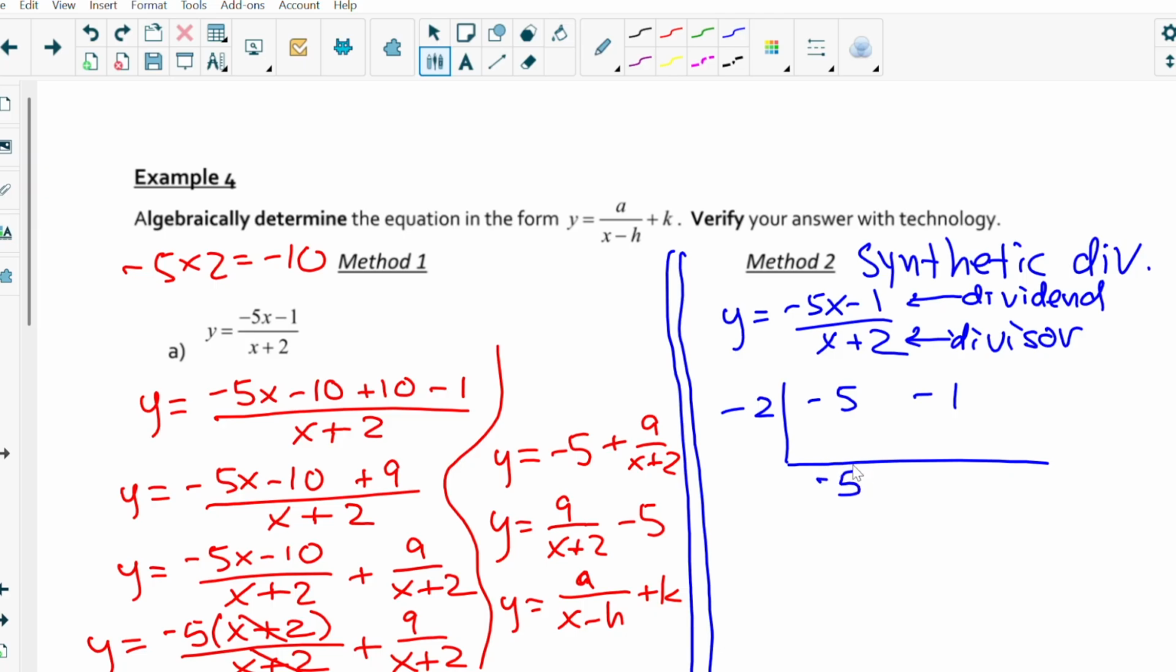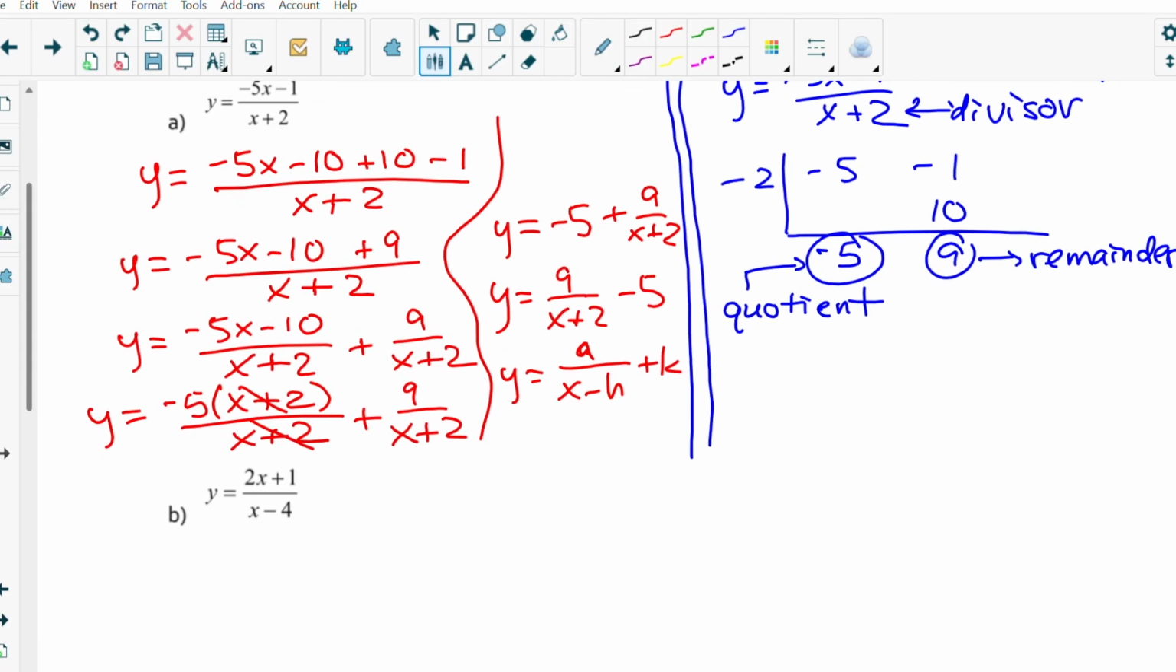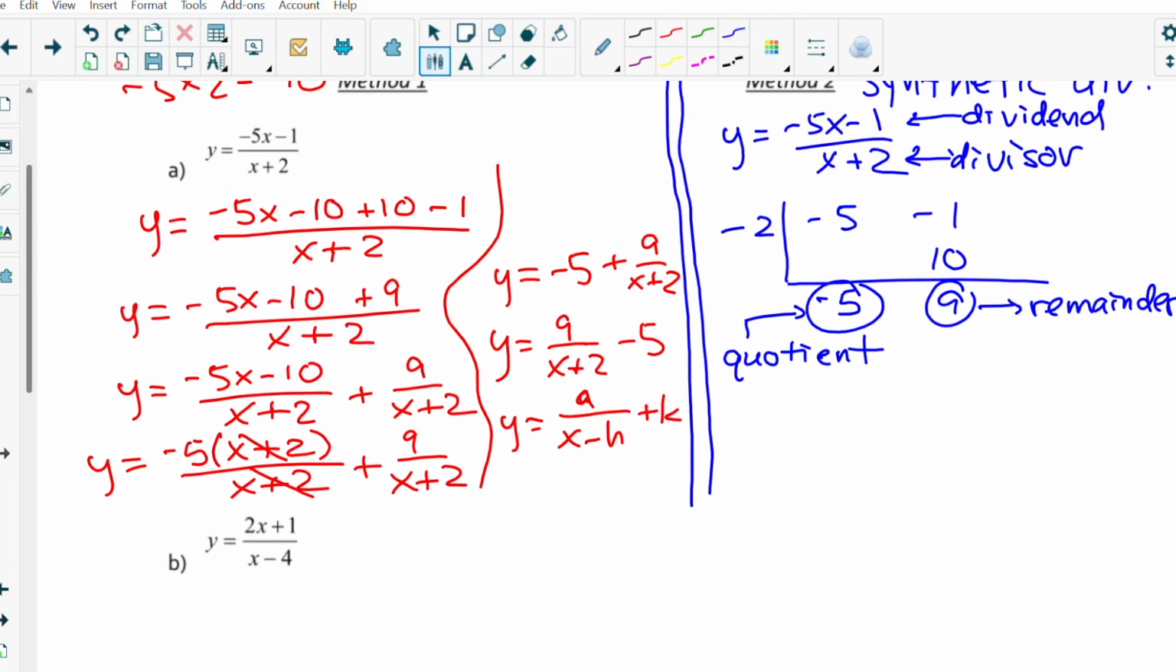And let's go. So that's bring the negative 5 down. Negative 2 times negative 5 is positive 10. Negative 1 plus 10 is 9. This is your remainder. And then this is your, remember the result of division is your quotient. So what do I do with this? Let's write this one out. Remember, p of x divided by x minus a equals q of x plus r over x minus a.